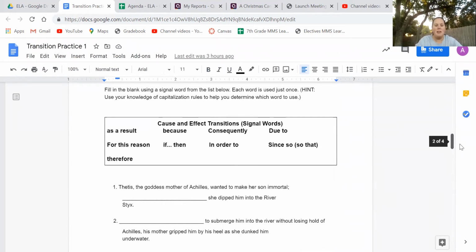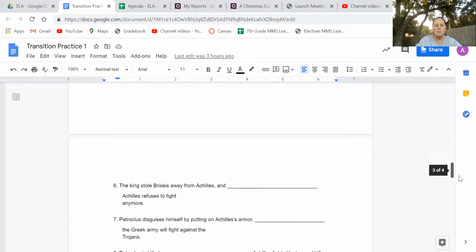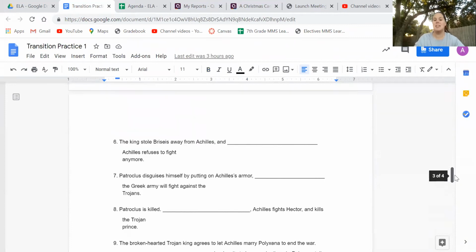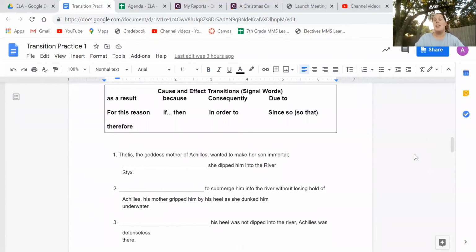And then you have 10 sentences. You're going to fill in the blank. And I even gave you a word bank. These have transition words, or some of them. Okay, not all of them. We're not talking all the transition words here. We're just talking a few.